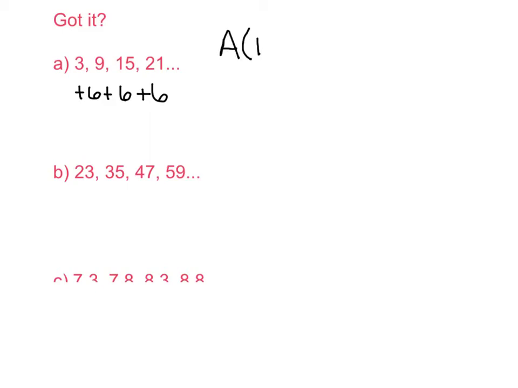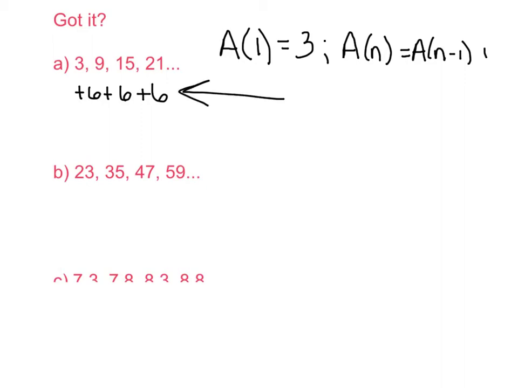The first term of the sequence equals 3. We have to identify where our sequence starts. Now, we're going to put a of n, this is going to be the same for everything, equals the term before it, which is n minus 1, a of n minus 1. Then we have to identify the common difference. Well, the common difference is plus 6, so I put a plus 6 at the end.